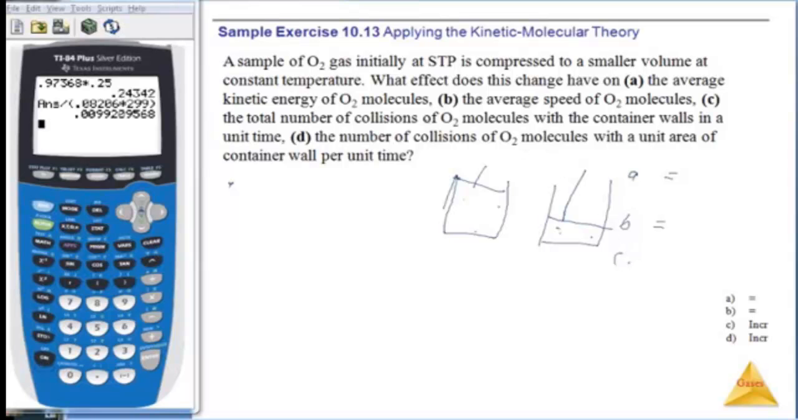C is what happens to the total number of collisions of oxygen molecules with the container walls per unit of time. Alright, so here I have, let's say I have 3 particles in here and I have 3 particles in here. There is less container wall to strike for the same number of particles, so my number of collisions is going to go up. And then D is what happens to the number of collisions within a unit area of wall per time. So that says not the whole wall, but let's say a piece of the wall, this area here. What happens to the number of collisions? Well, again, I've got particles condensed in a smaller amount of space, so that also will cause more collisions.